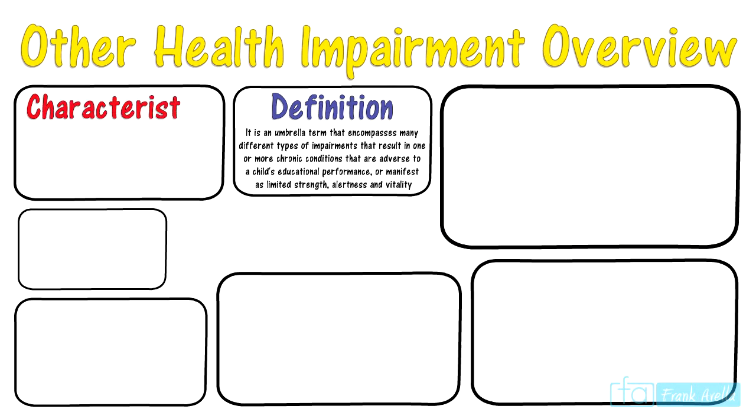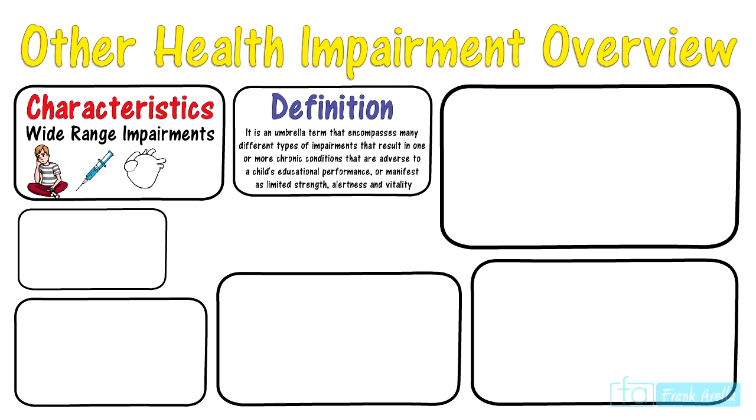Next, let's take a look at some characteristics of OHI students. Just by its nature, other health impairments have a wide range of characteristics. For example, students may have attention deficit disorder. Other characteristics include students with diabetes, either of the types, cardiovascular diseases, nephritis. OHI even includes children that have asthma and breathing difficulties to the point where it's a big problem.